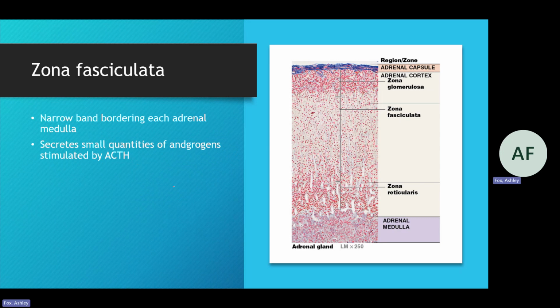Zona fasciculata is wrong. This is now talking about zona reticularis. So this is the inner layer, the innermost layer next to the adrenal medulla. This is also some mineralocorticoids, is a little different, but this is going to be stimulated by ACTH as well. And we say that it secretes a small level of androgens or sex hormones. So it's actually adrenal sex hormones that are going to be in this.